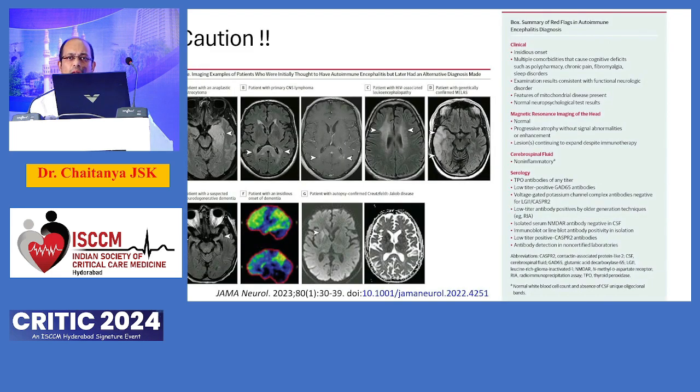Sometimes even your MRI imaging could be derailing you. So you can see the first part, you see temporal encephalitis, where you might be thinking that there is viral encephalitis going on, or based on your antibody tests, you might be thinking there is an autoimmune encephalitis. But when you do a serial MRI, you'll get to know a progressing disease. And this was a biopsy-proven case of astrocytoma.